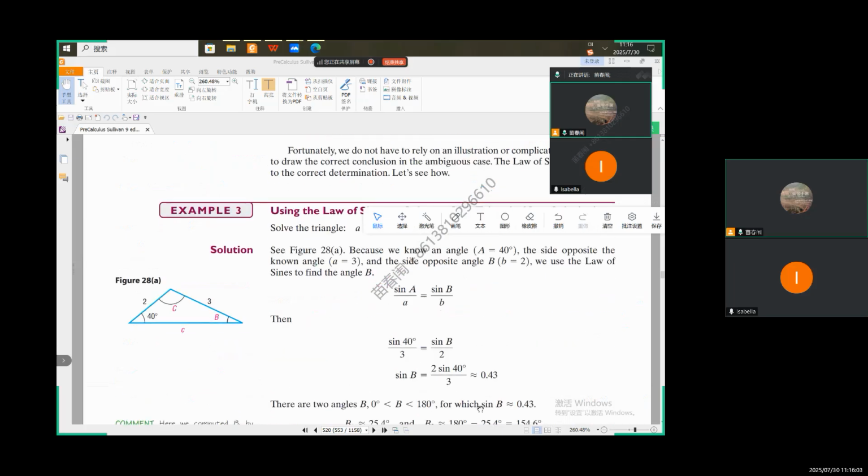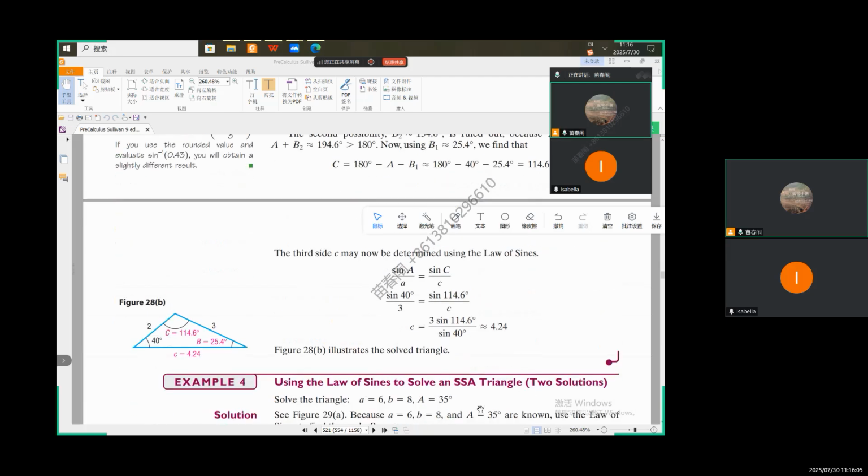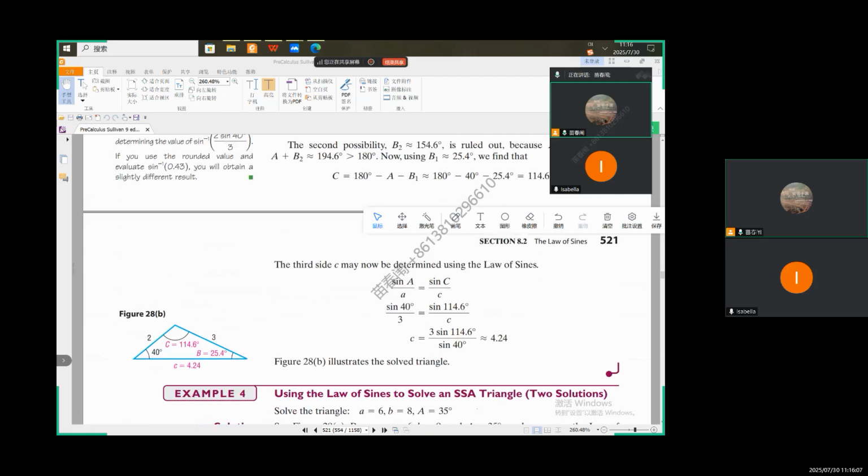Let's do two solutions now. Let's just do example 4. And we have 2 possibilities. Just do example 4. Okay, example. So again, okay.